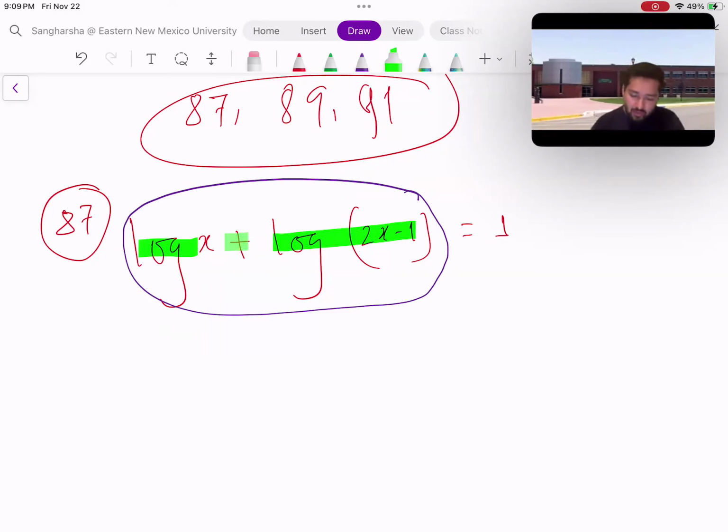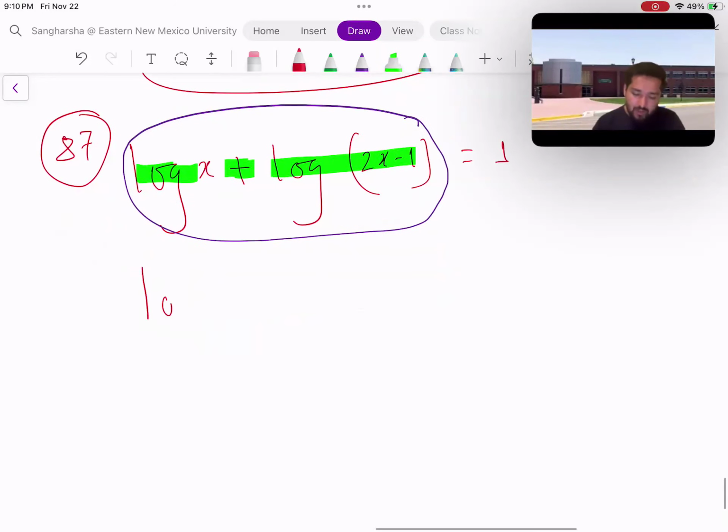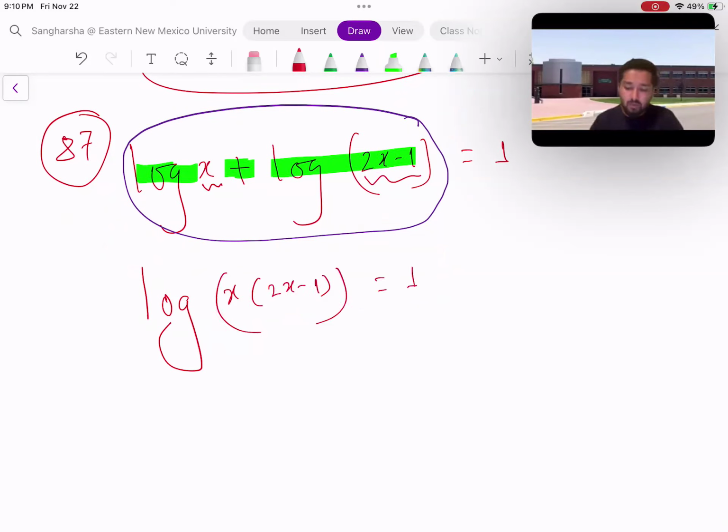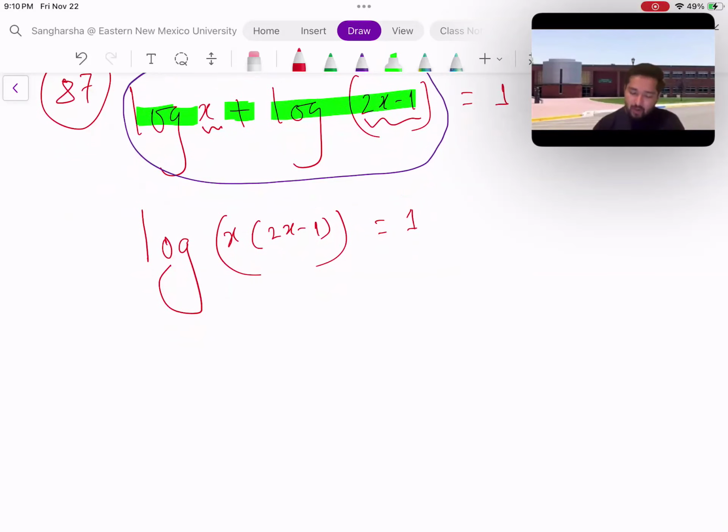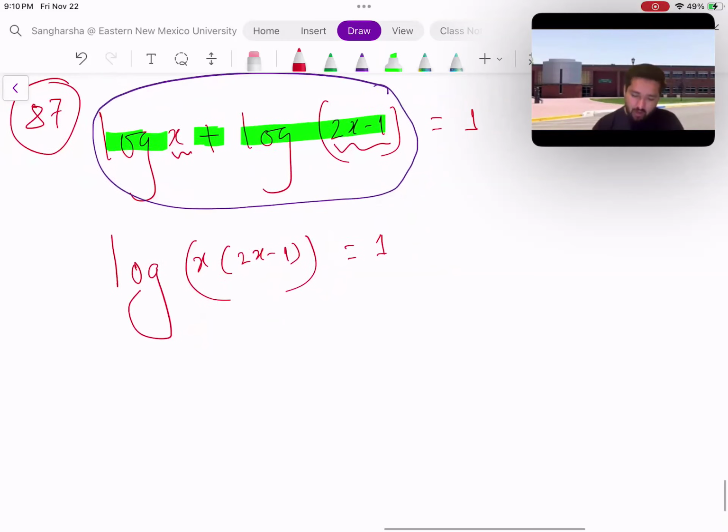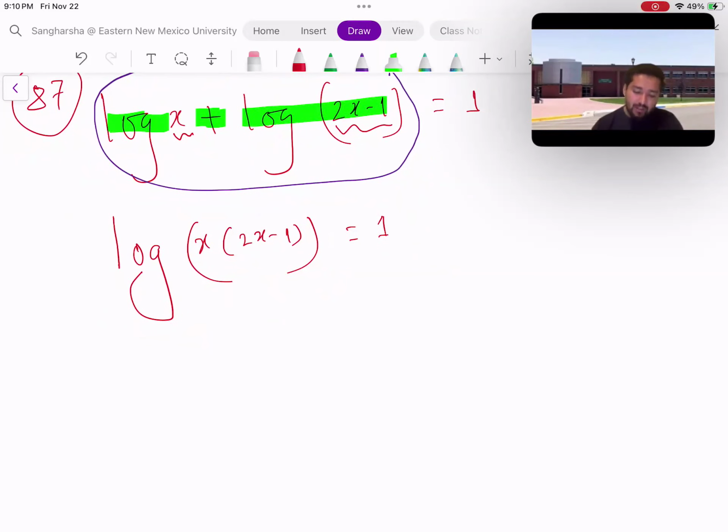Now we have a sum of logs. If we have a sum of logs, we can write this as a log of a product. So log of x times 2x minus 1 equals 1. So always try to collect all logs on one side and rewrite your log expression using a single log. Once you have a single log, you're going to rewrite this log expression as an exponential expression.